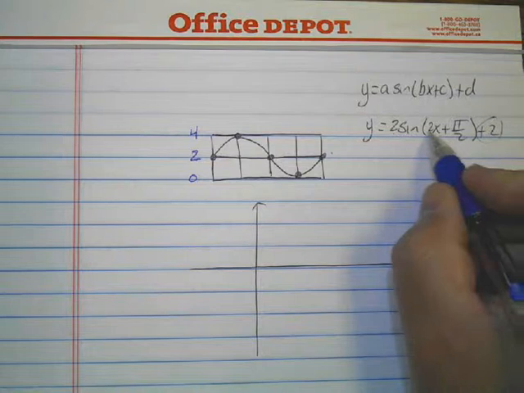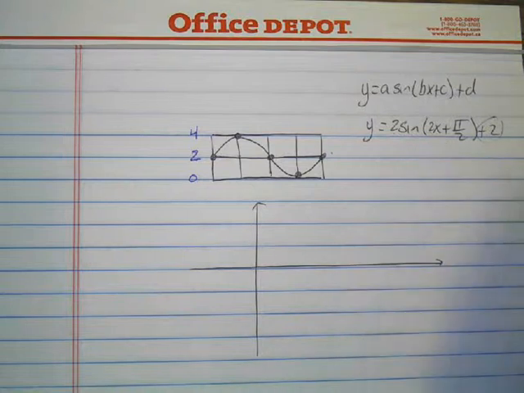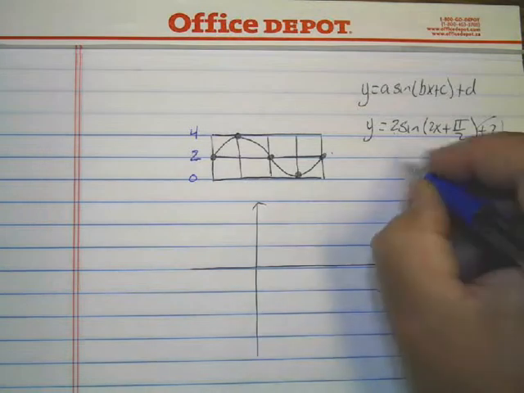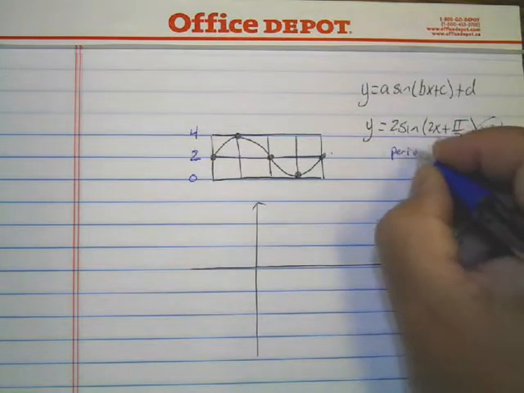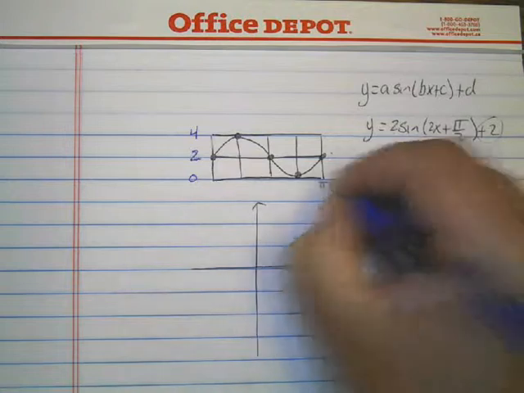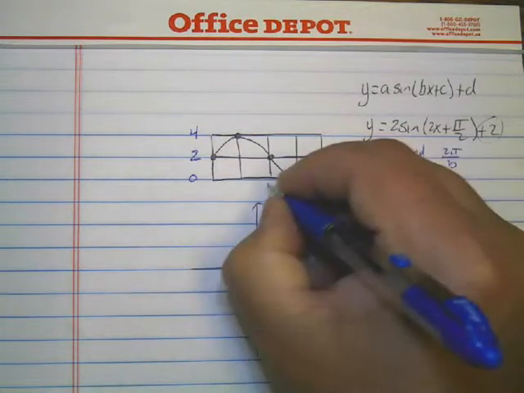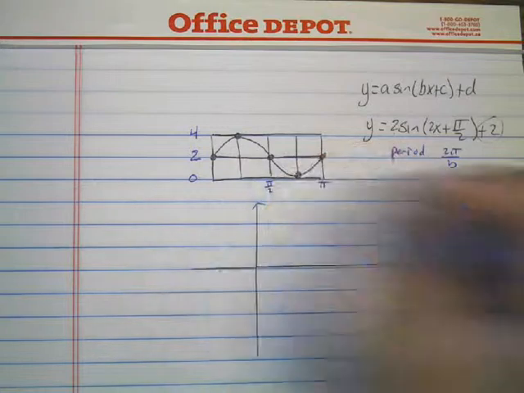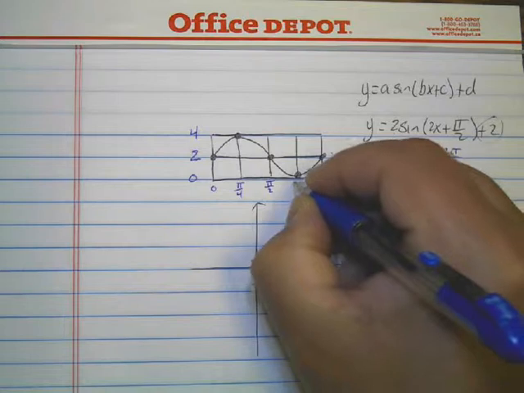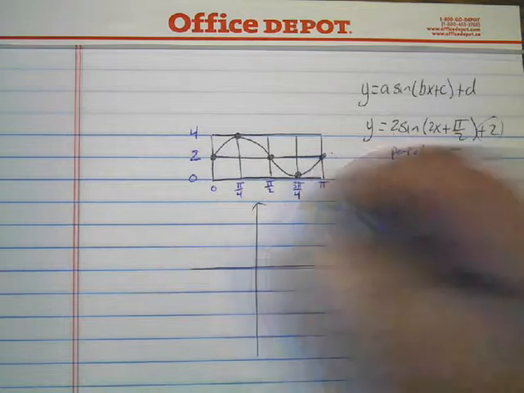2 right here is B. This B tells us our period. So the period is 2 pi over b. That would tell me that this is pi. Take half of that, that's pi over 2. Take half of that, that's pi over 4. This would be 0. This would be 3 pi over 4.